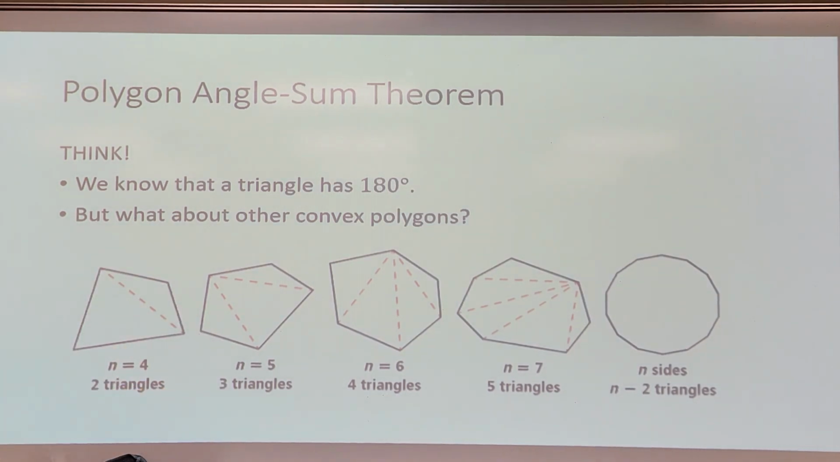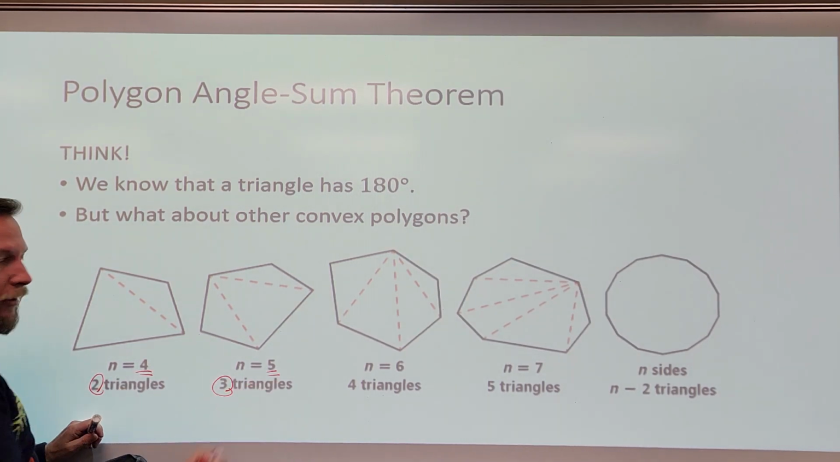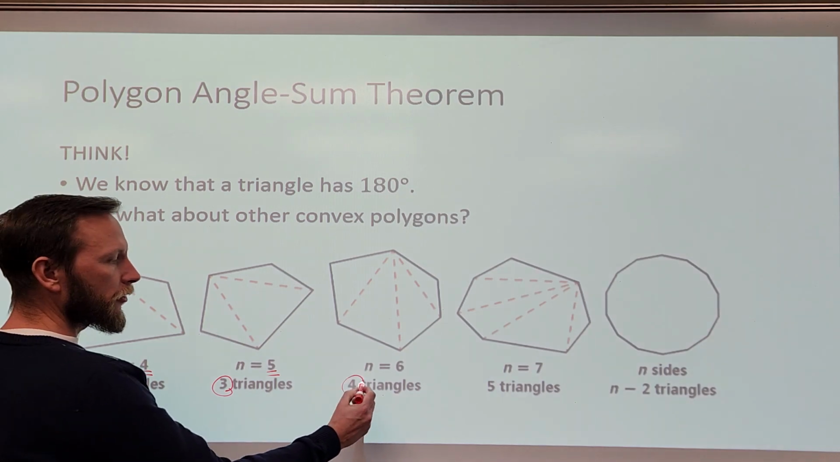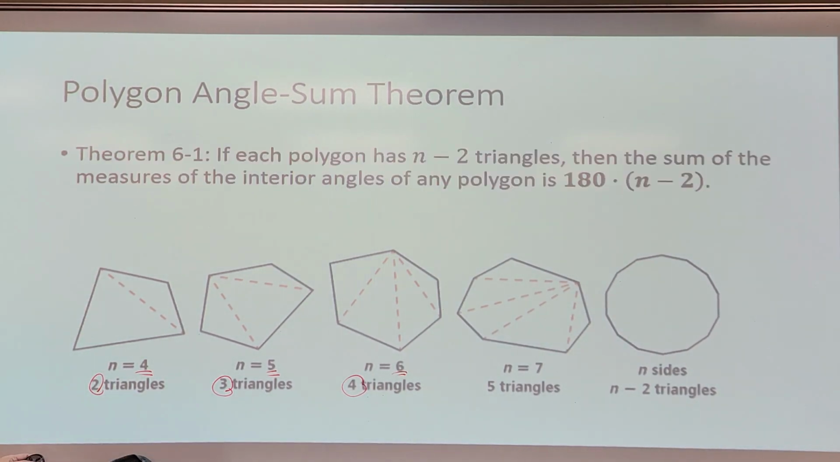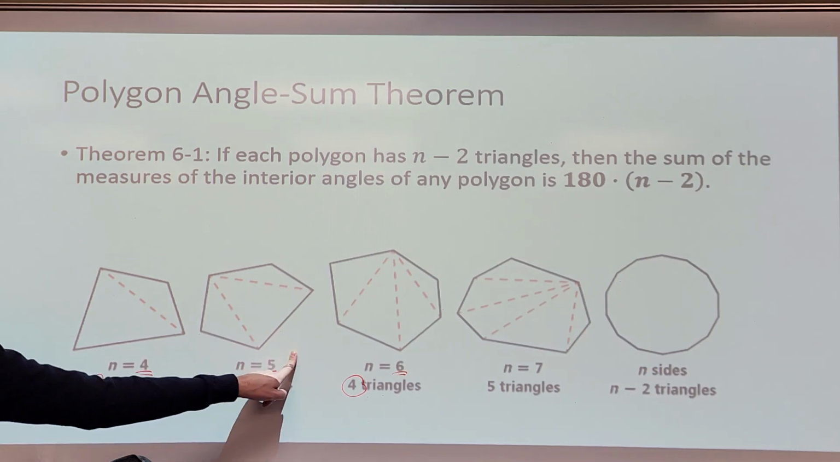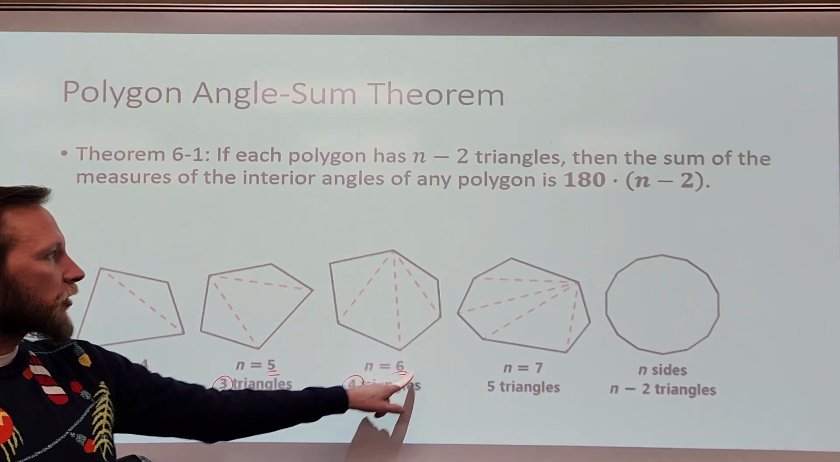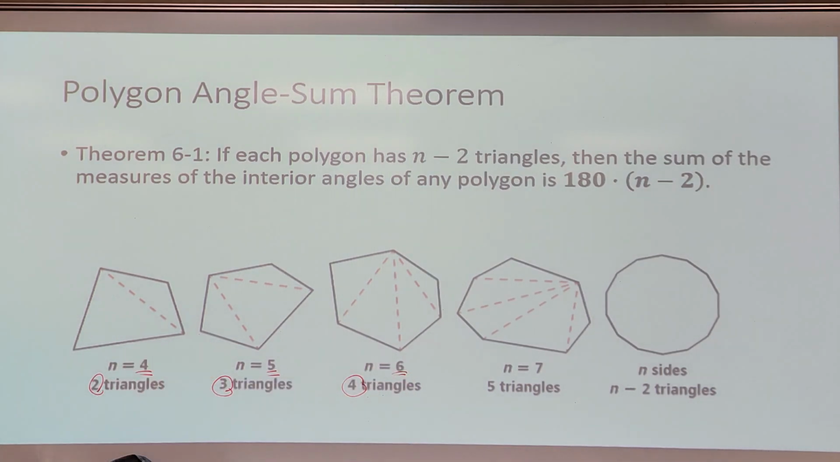Now, how is this number of triangles related to that number of sides? Hopefully you can deduce that what we have here is the number of sides minus 2. The number of sides minus 2. That's how many triangles we have.